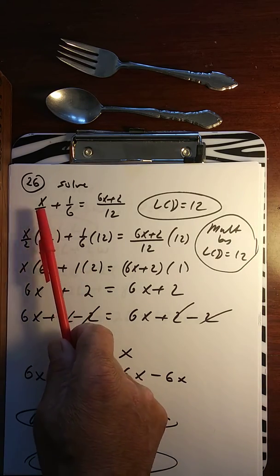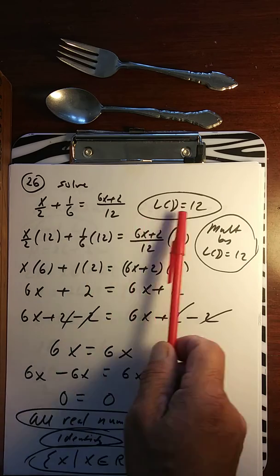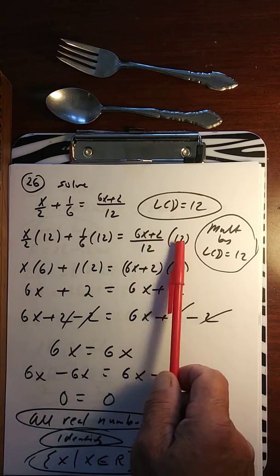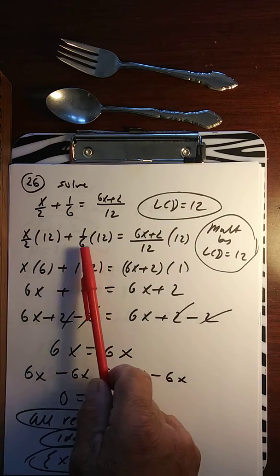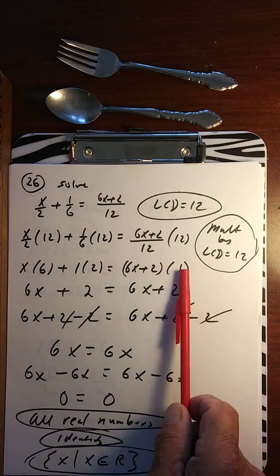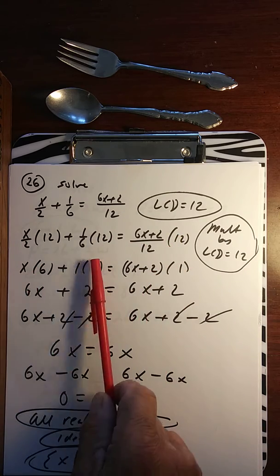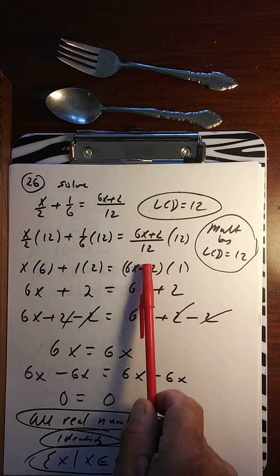Alright, again, we have fractions right there. LCD is 12, multiplied by 12, 12, 12. 2 divides 12. 6 divides 12, 12 divides 12. So 1 times that. So we have 6x plus 2. That's going to be 6x plus 2.